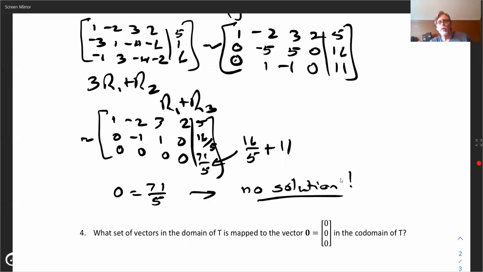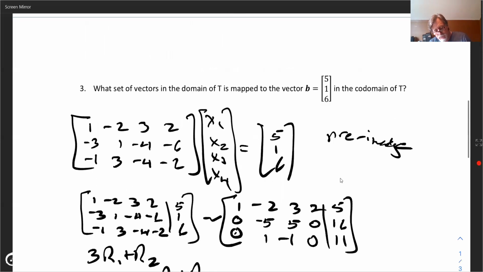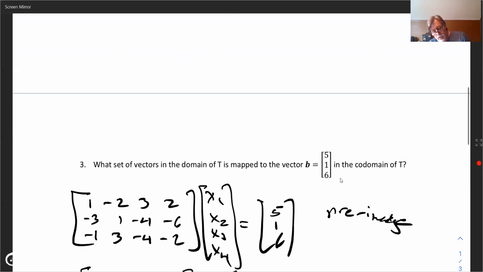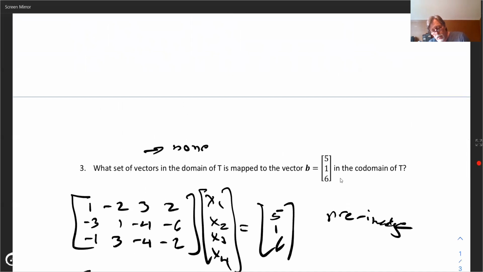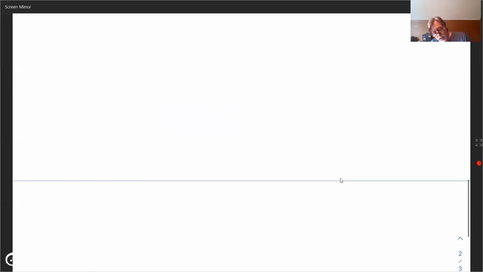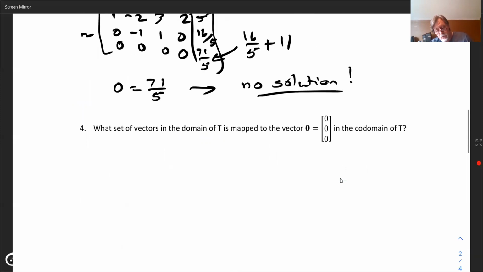Okay, so this is what we end up with. There's no solution. What does that mean? Well, you can go back up to this and ask, what set of vectors? And the answer is none. B is not in the range of this transformation T. Okay. So what does that tell you about onto? I'll come back to that question in a second. But when we row reduced A, we found it to be, let me write that up. We've got -1, -2, 3, 2.